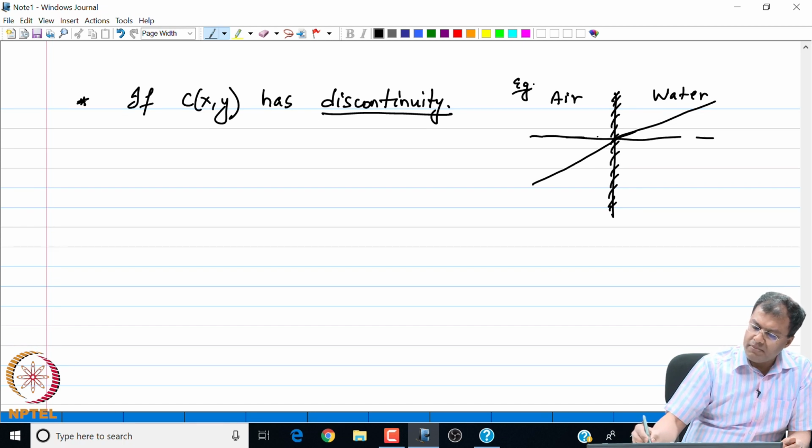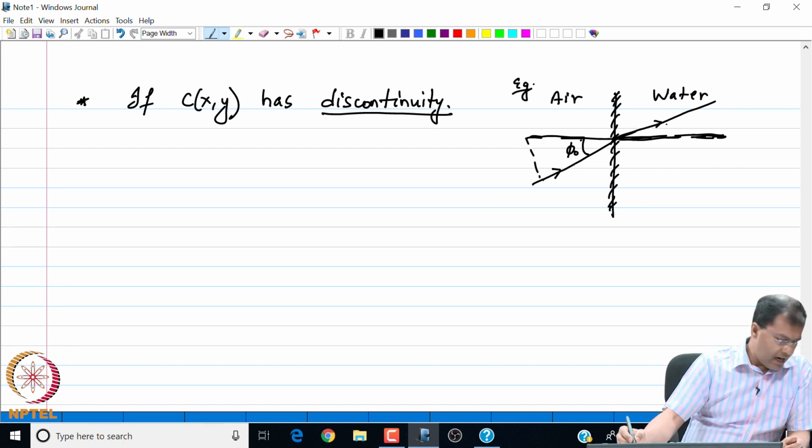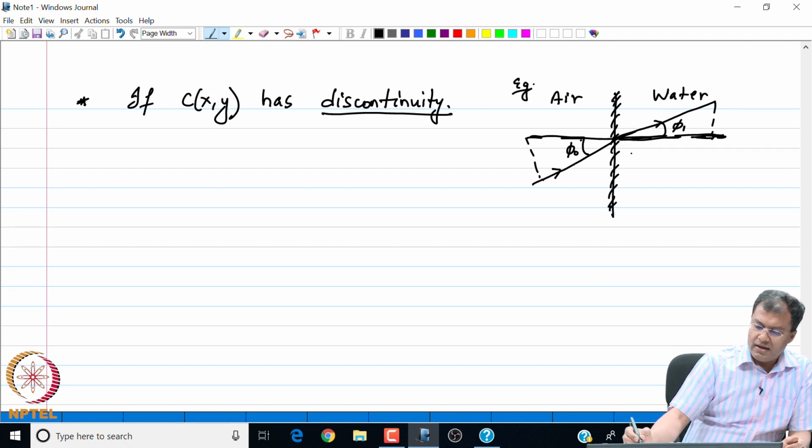So, let me just draw this problem a little bit more carefully. So, this is my horizontal. Let me say that the path taken by the light makes an angle phi naught, right. It makes an angle phi naught, and the path taken by the light in water, in the second medium, makes an angle phi 1, right, with the horizontal, right.